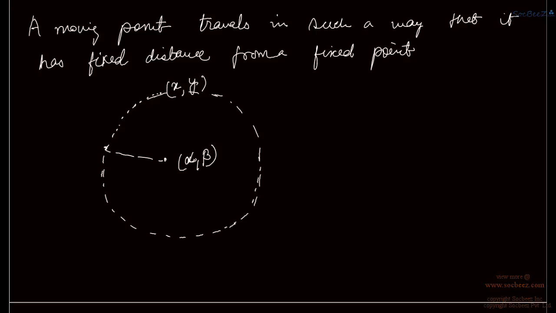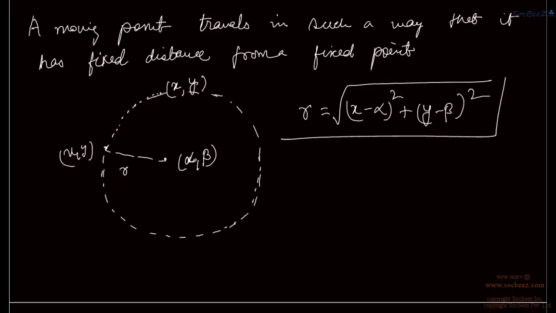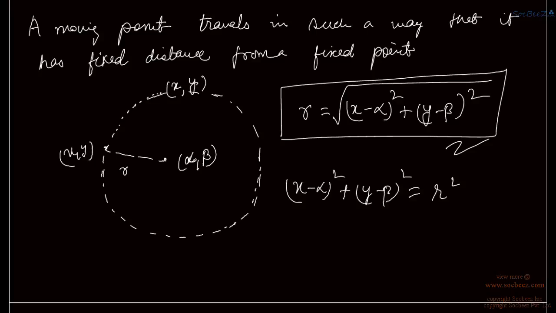So let's have this distance as r. So what is the distance between these two points? Say if this point is (x, y) and this point is (alpha, beta). So we have r as the square root of (x minus alpha) square plus (y minus beta) square. So this is the equation of a circle, right? (x minus alpha) square plus (y minus beta) square is equal to r square. So this algebraic expression gives the equation of a circle, which is the locus of this moving point in this condition.